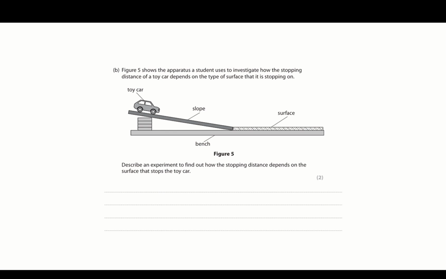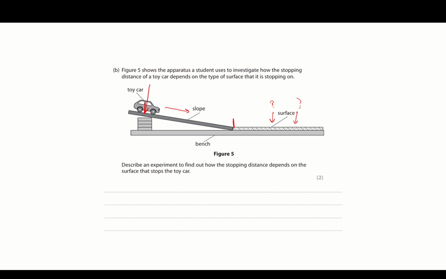We've got some apparatus to show how the stopping distance depends on the type of surface that it's stopped on. So we're going to get a car on the ramp. We're going to start at the same point. We're going to let it travel down here, and then when it gets to here, the surface is going to stop it, and then we're just going to see whereabouts it stops. A higher friction surface should stop it in less distance. So, describe an experiment to find out how the stopping distance depends on the surface that stops the car.